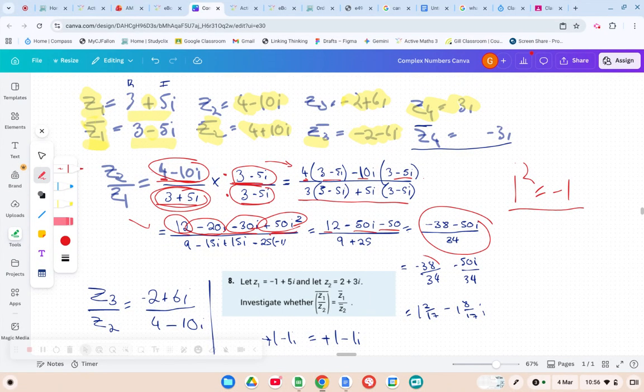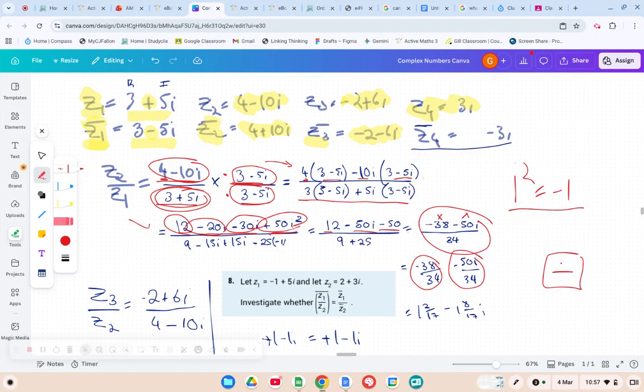We break it into two parts, minus 38 over 34 and minus 50i over 34. So we distribute the 34 between this number and this number here. That's how we end up with this. Then we use our calculator, in particular this button here, which is usually at the top left-hand corner. It's the fraction key. You put minus 38 on top and 34 on the bottom, and it reduces it down to a smaller denominator, the lowest form. And therefore we get this answer here.